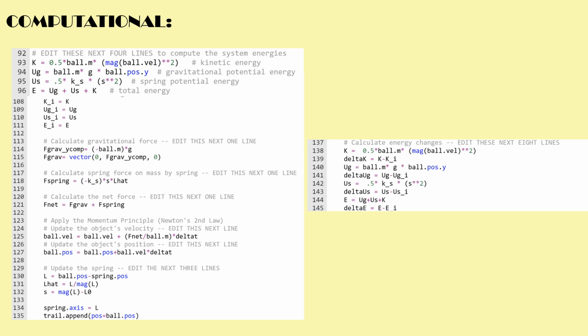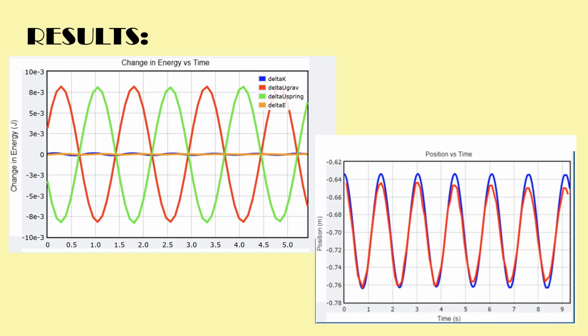For changes in energy, it's K final minus K initial, for example. So it's the final energy minus the initial energy. Here are the results from the code. As you can see, we have the change in energy versus time, and then we also have the change in position versus time. To obtain these graphs, we added in the file with the data from the Tracker analysis.